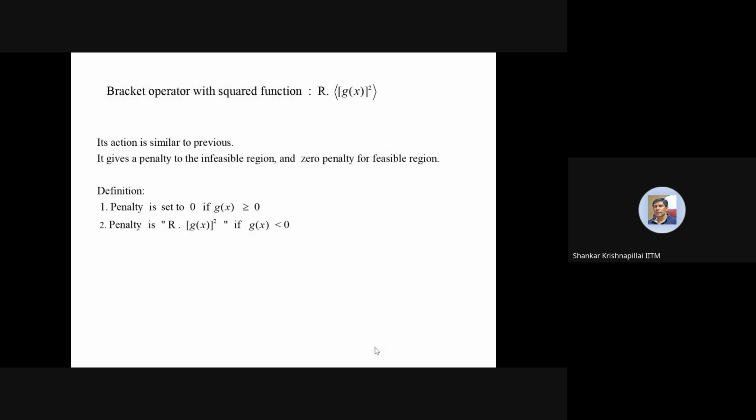Then another variation of the bracket operator is, instead of using the absolute value of g of x, you use g of x the whole square. So here the penalty is much more, and probably the convergence is much faster. The rules are the same. Penalty is set to 0 if g of x is greater than 0, that is, inside the feasible region there is no penalty. Then penalty is r into g of x whole squared if we go out of the feasible region.